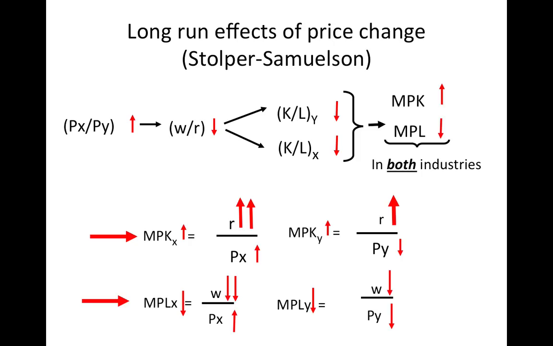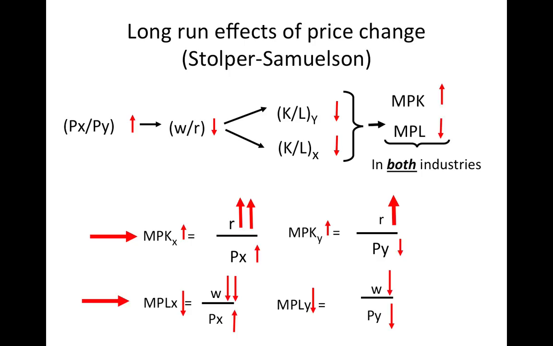In other words, workers, regardless of what industry they're in, are going to see lower standards of living, lower real wages, lower purchasing power, regardless of the industry they're employed in. So we have this stark difference in the Stolper-Samuelson long-run effect.